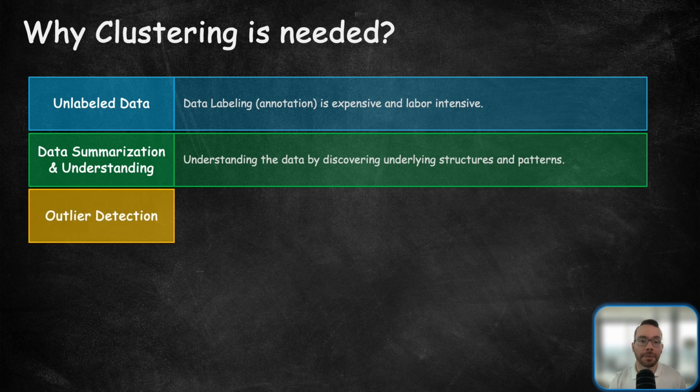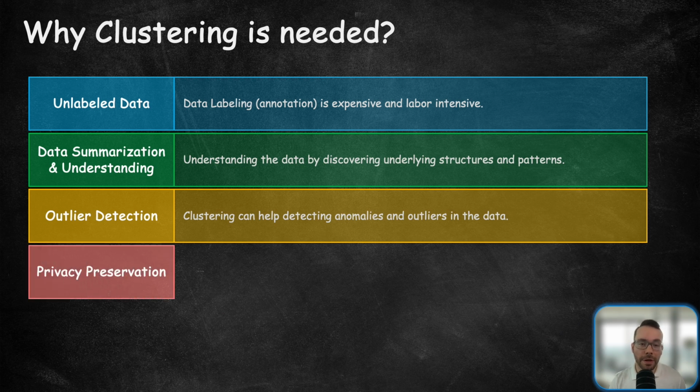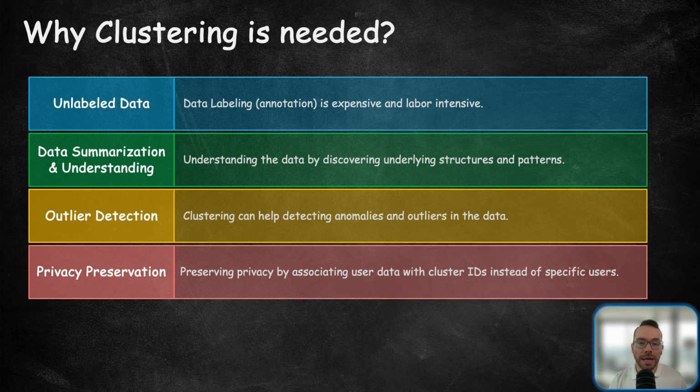Clustering can also help us identify anomalies and outliers, which are critical in areas like fraud detection, where unusual patterns need immediate attention. And finally, privacy preservation. By using clustering, we can enhance privacy by associating user data with cluster IDs rather than specific user information.